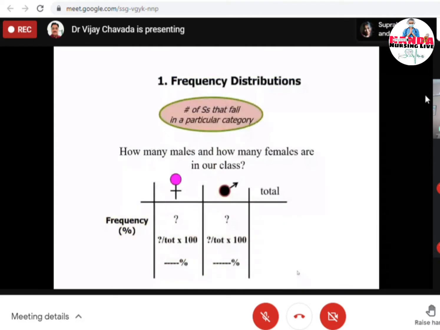Now, frequency distribution is, for example, when you want to know how many males and how many females are in our class. You display it with the help of a table, with the numbers in this form. I have given an example: males, females, the last column is total, and then frequency.